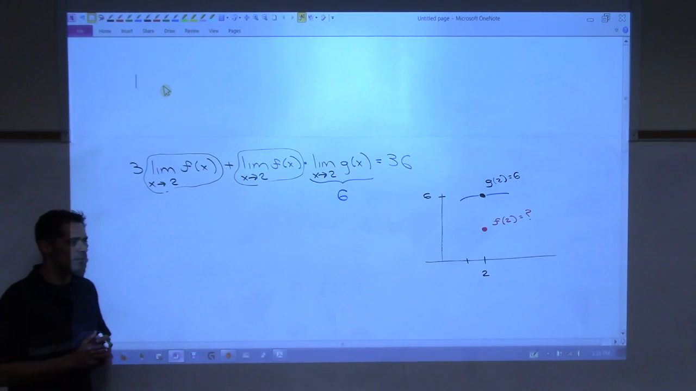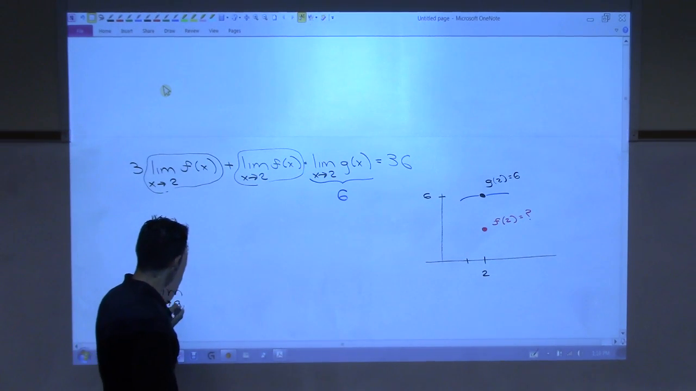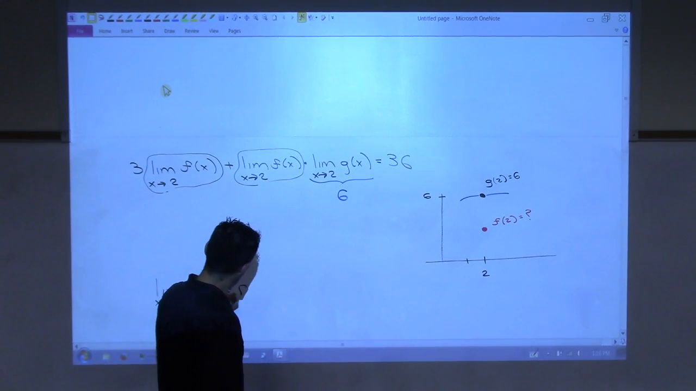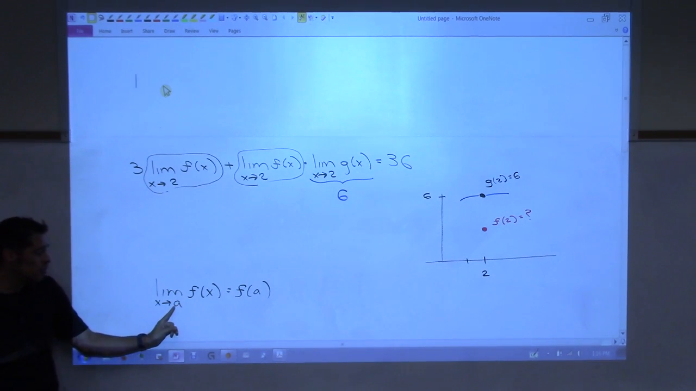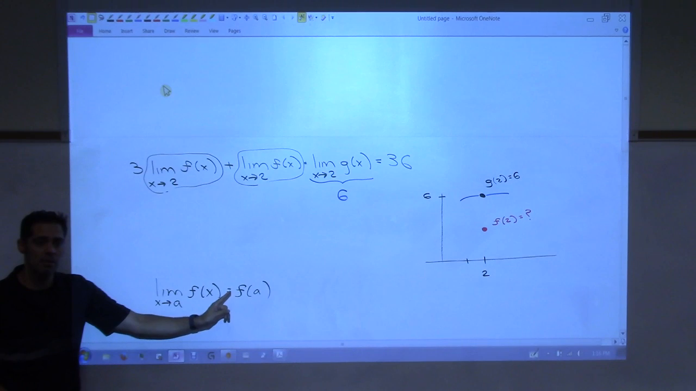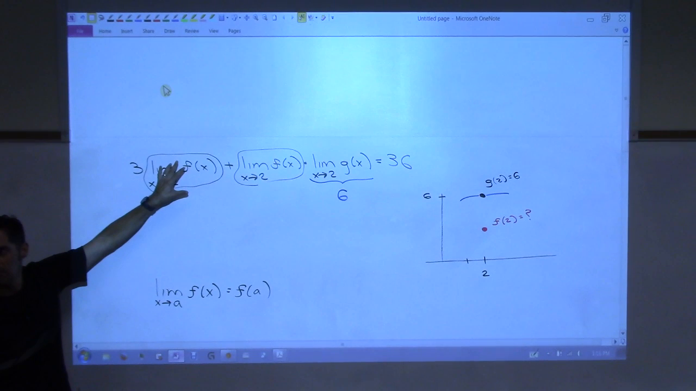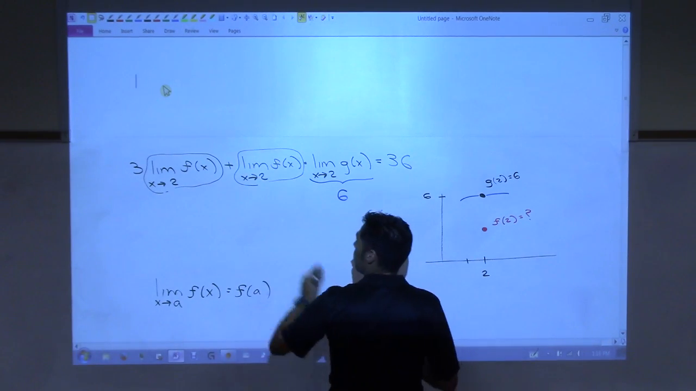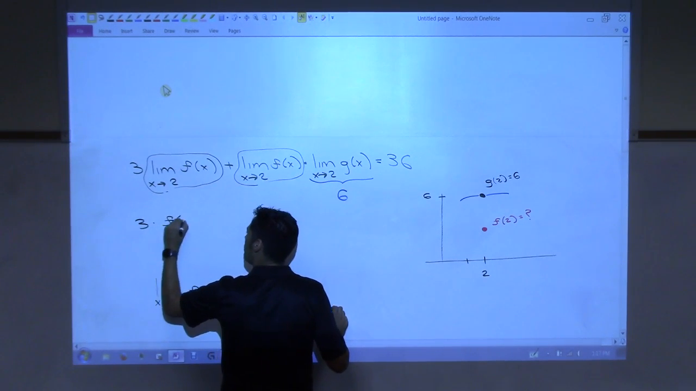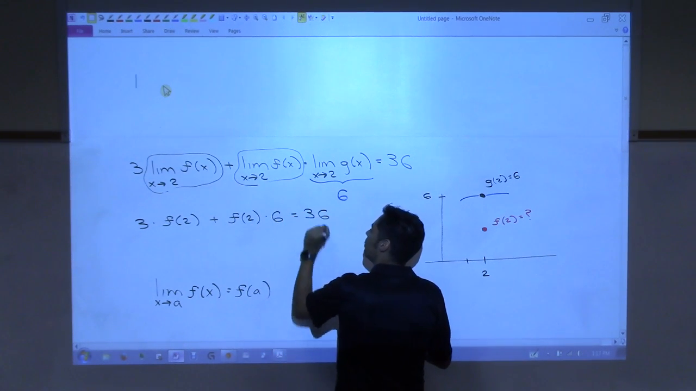So if f is continuous, what does it mean for a function to be continuous at a point? It means the limit as x approaches a of f of x equals what? F of a. So since f is continuous, the limit as x approaches 2 of f of x should be equal to f of 2. So I can replace this limit with f of 2, can't I? Because it's continuous. And hey, that's a good thing because that's what I'm trying to find. So this equation now looks like this: 3 times f of 2 plus f of 2 times 6 equals 36.